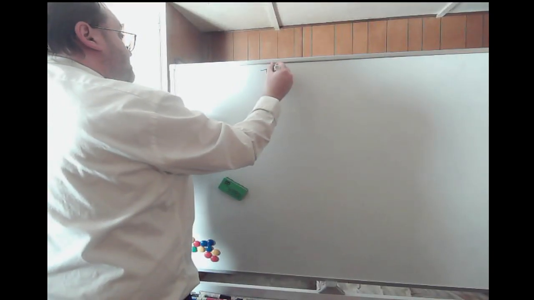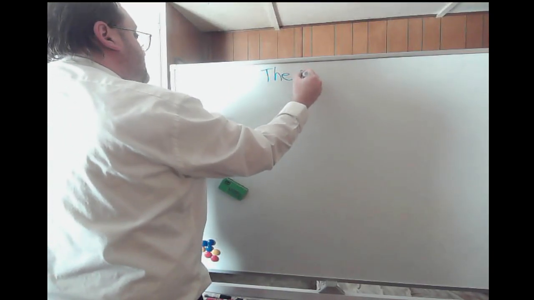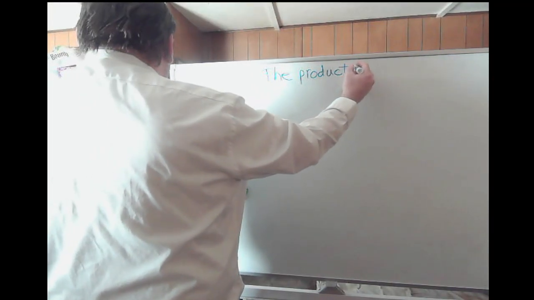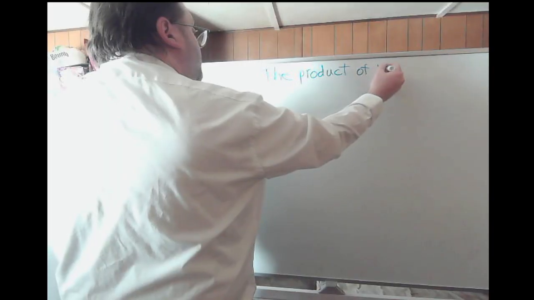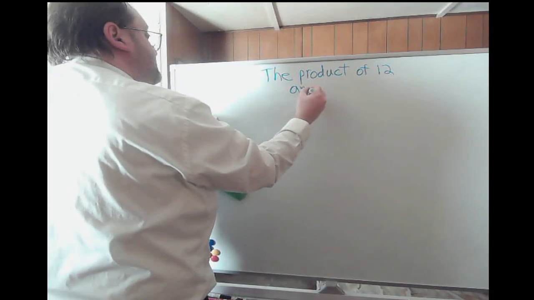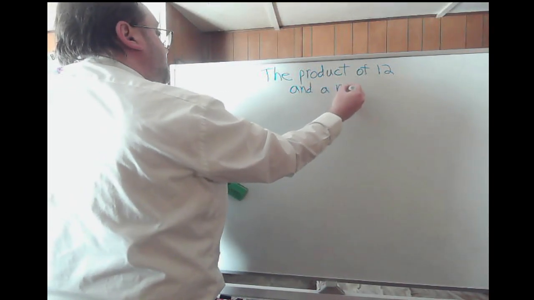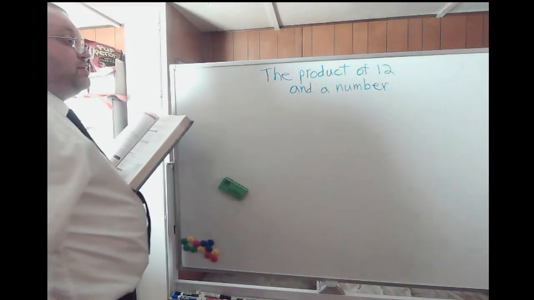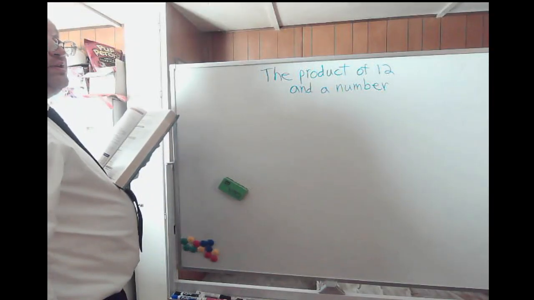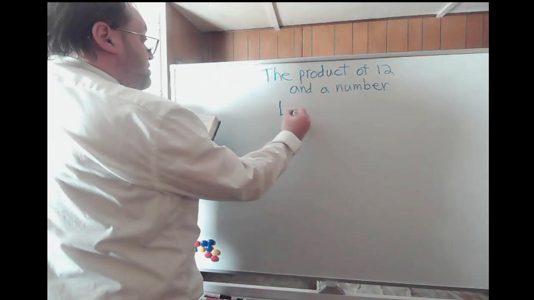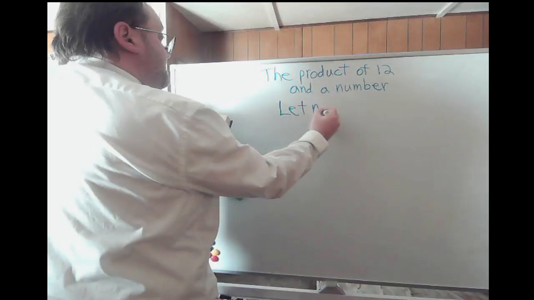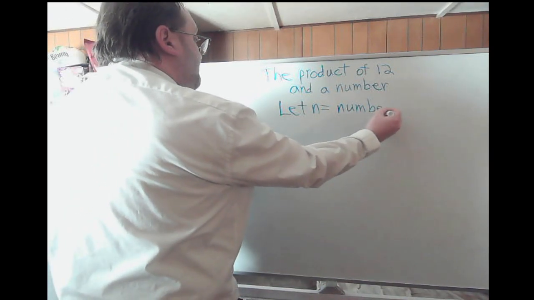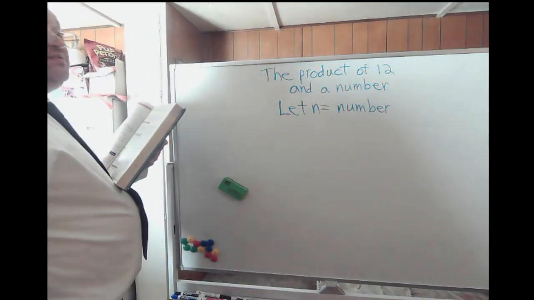Now this one may not be as obvious. This one's probably not as obvious here, but a good thing we're teaching it. The product of 12 and a number. So we got the product of 12 and a number. Well, we don't know what that number is, so that'll be the variable. So we'll let n equal number. N will equal the number. Alright, so we've defined our variable.